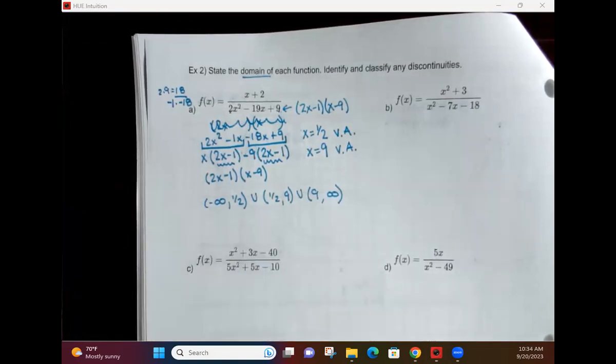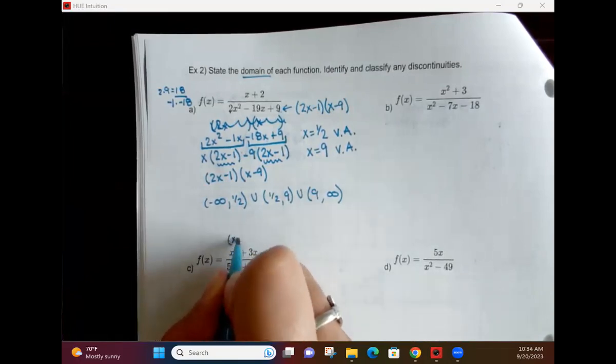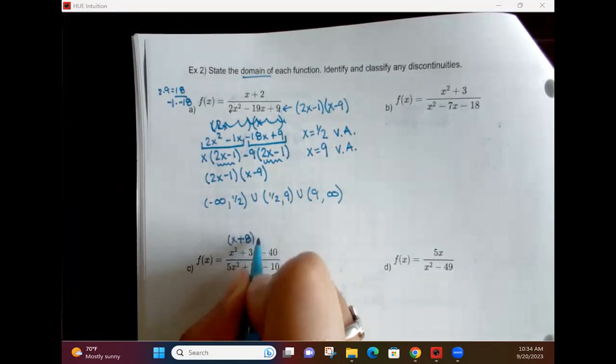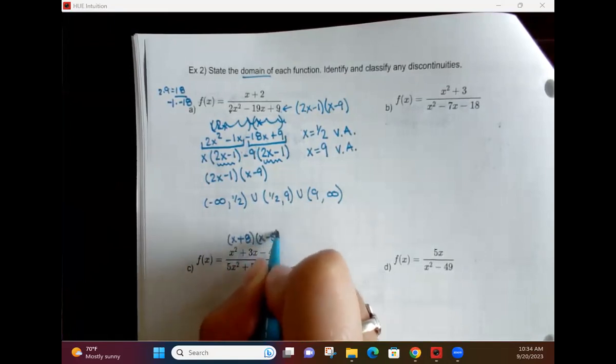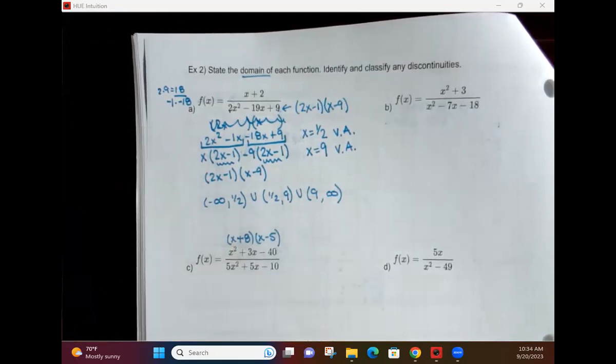On top, this is a trinomial, lead coefficient of 1, so factors of C that add to B, factors of negative 40 that add to 3, that'd be 8 and negative 5. So this is x plus 8 times x minus 5. This is just so I can classify the excluded values I see on the bottom. I need to know if those factors reduce or not.